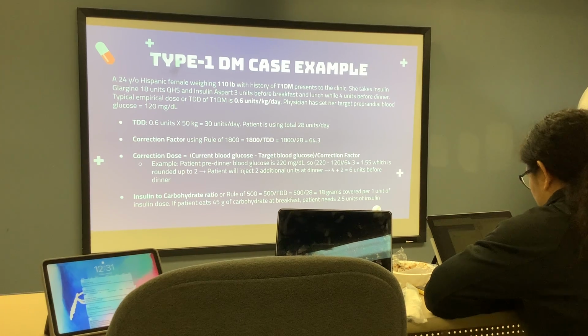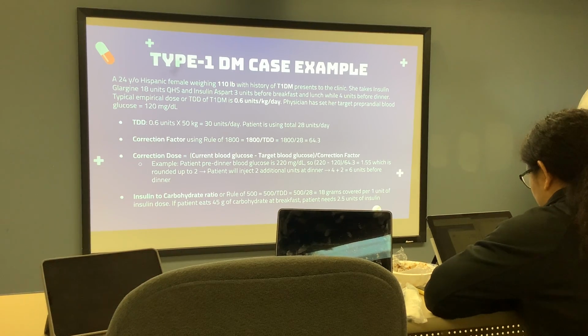So here's an example. The correction dose can be found out by the correction factor. So how do you find the correction factor? You use the rule of 1800. So 1800 divided by the total daily dose, then you get the correction factor.